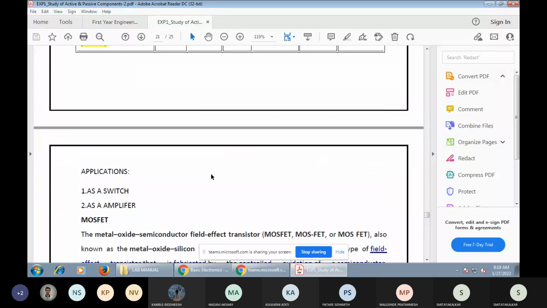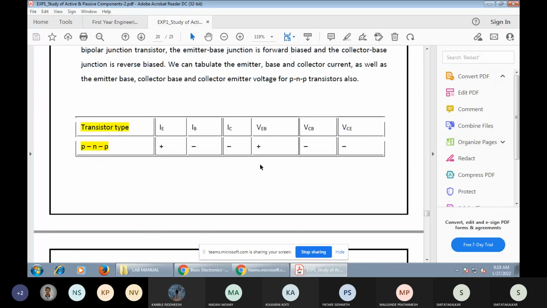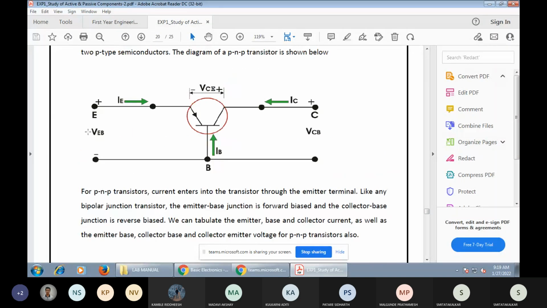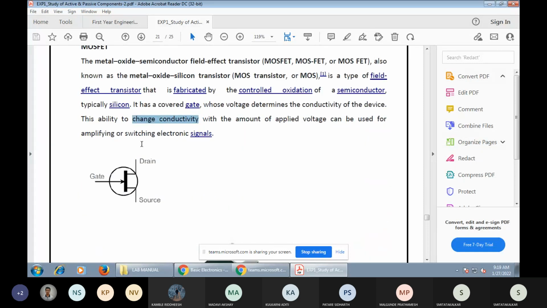But in a BJT, there is no change in conductivity. You have to flow current through the emitter, then current can flow. But the MOSFET can change the conductivity. If you provide the maximum source through the drain terminal, the voltage can be changed according to the gate terminal voltage. You provide voltage only at the gate and drain terminals, and you can change the voltages according to the amplifier circuit.